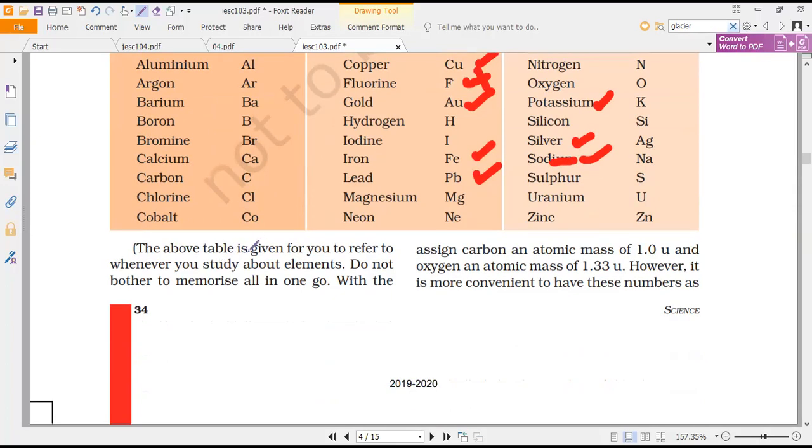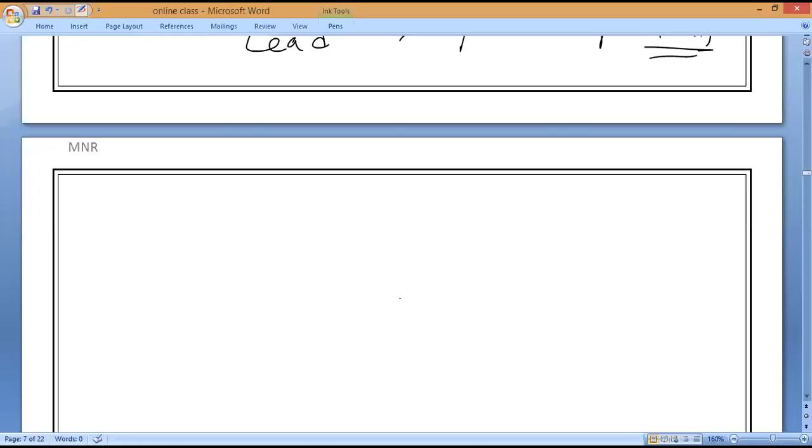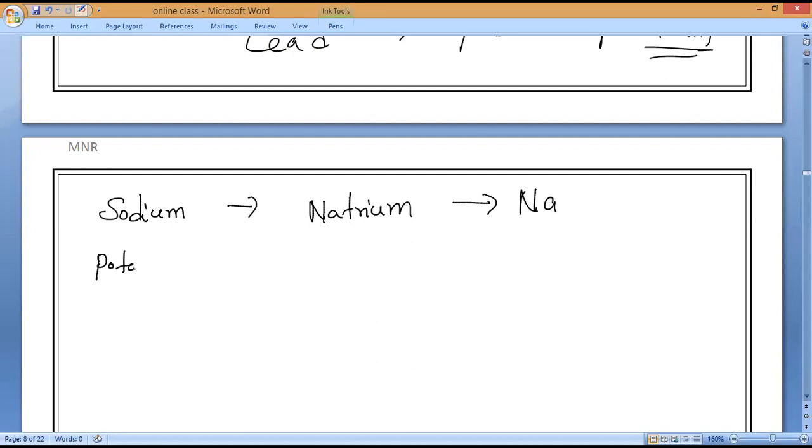So first, sodium. Can you tell me what is the sodium Latin name, everybody? Natrium. Okay. So that is why the symbol is Na. Sodium's Latin name is natrium. Symbol is Na. Same way next, potassium. We are not representing potassium with a P. We are representing it with the Latin name Kalium, which has the symbol capital K.